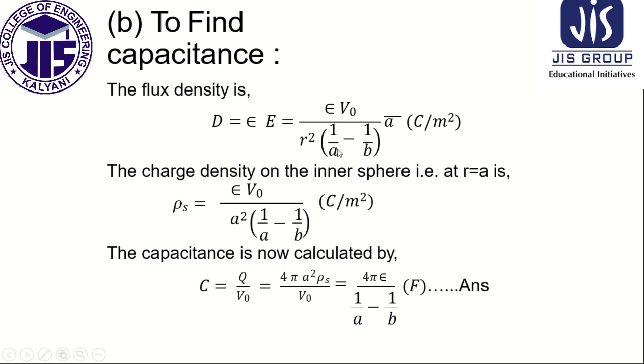Finally the charge density rho S equals epsilon V naught by A square, 1 by A minus 1 by B, coulomb per meter square at R equal to A. This is the charge density. Now the capacitance is equal to Q by V, where Q equals 4 pi A square rho S. So this is the rho S. If we put this expression over here, then we can get the capacitance. And the unit is farad.